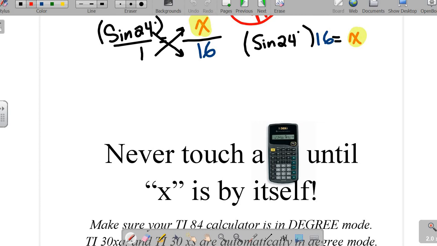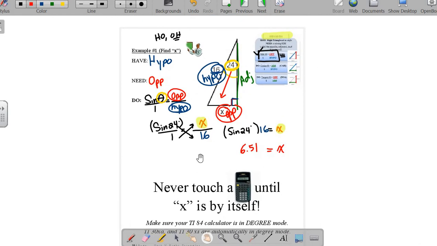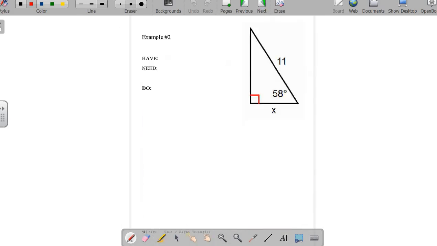So in this case, our side length is 6.51. And then you just ask yourself, is your answer logical? You take a look here, and we know our answer can't be bigger than 16 because 16 is the hypo, so 6.51 makes sense. We're going to do two more together. Relax, you're going to be good at this, I promise.